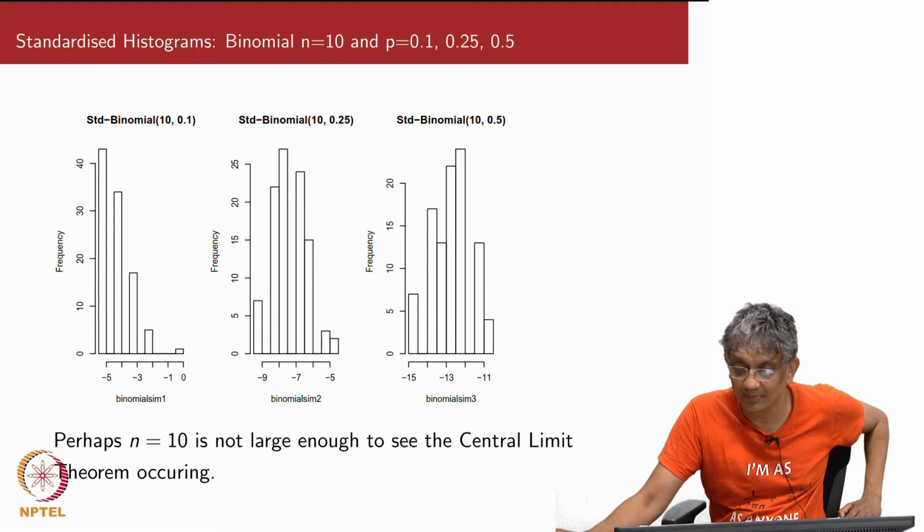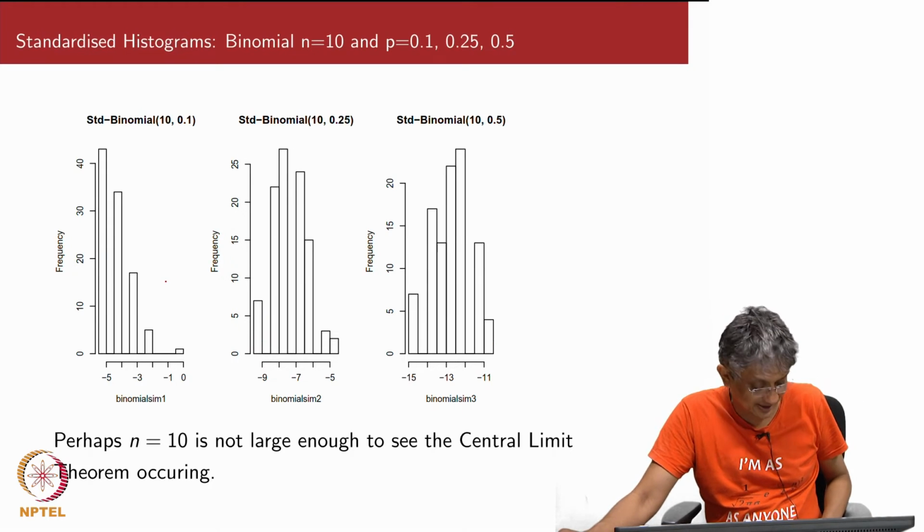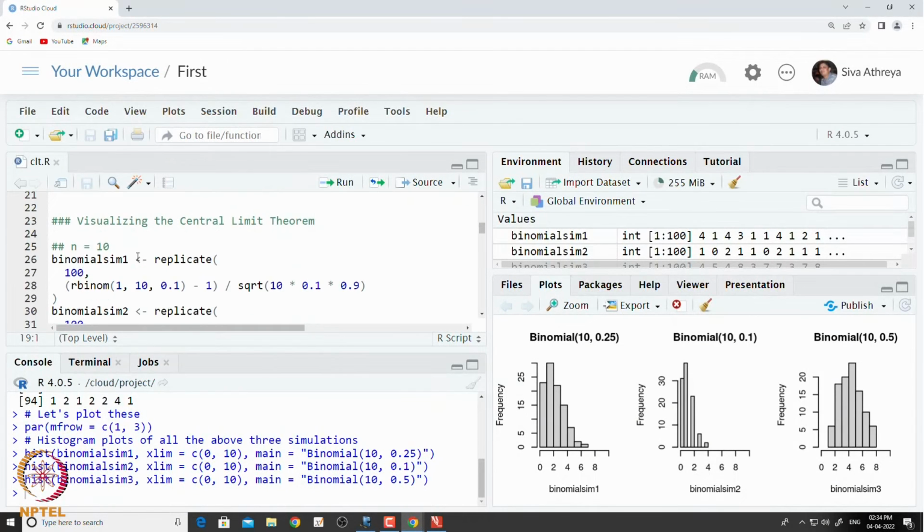Very good. So now let me standardize this. How do I visualize this? The way you visualize it, you standardize it. What you do is take the binomial random variable, subtract the mean, and divide by the square root of the variance. That's what standardizing is.